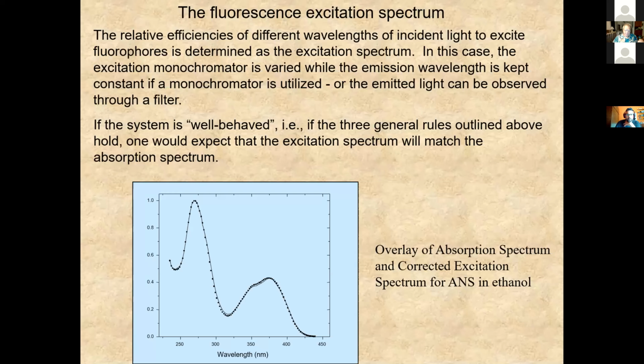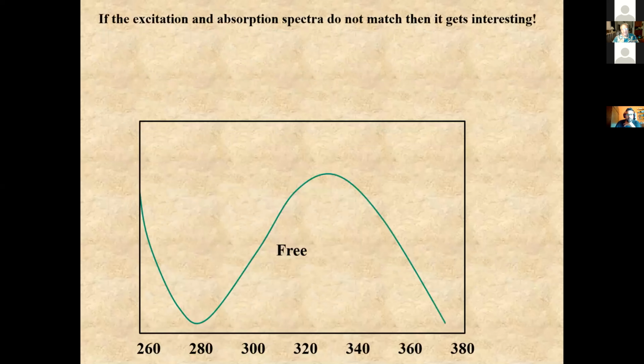Also, though, I want to point out, you may say, well, why do I need an excitation spectrum if I've got the absorption spectrum? Well, a couple of reasons. First of all, you can get this excitation spectrum at much, much lower concentrations than you could ever get the absorption spectrum, because fluorescence is so many orders of magnitude more sensitive than absorption. But also, it's of interest, if the excitation and absorption spectrum don't match, then things get really interesting.